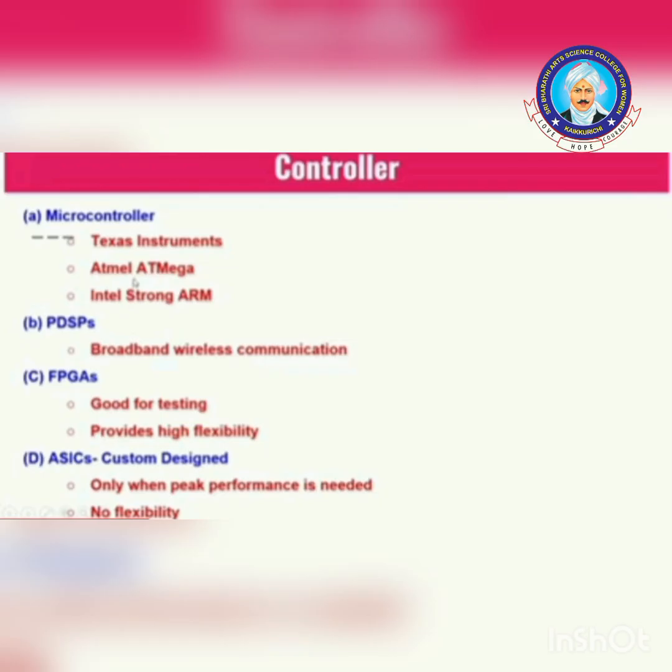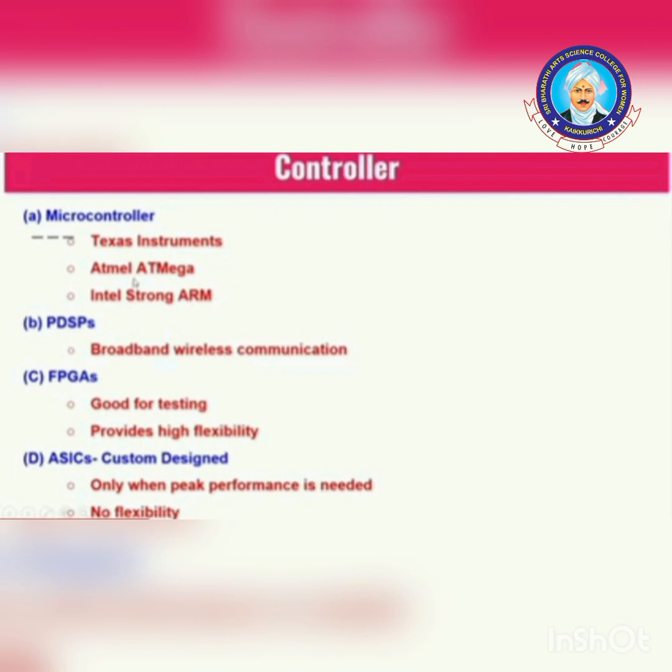First one is a controller. Controller collects the data from the sensor. It has 4 types. First one is a microcontroller, and DSP, programmable digital signal processor. It is an analog communication device. Next one is an FPGA, field programmable gate array. It is good for testing. ASIC, application specific integrated circuit. It is a custom design, used only when peak performance is needed.